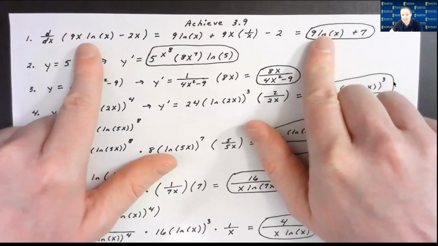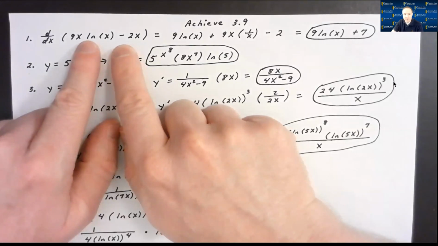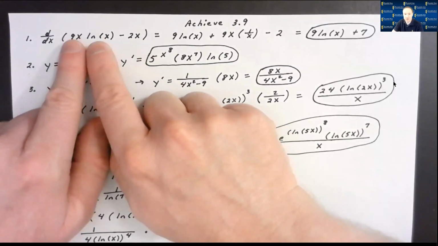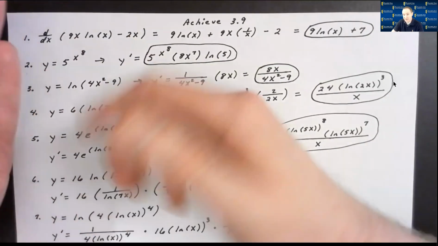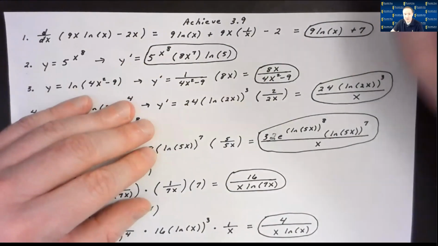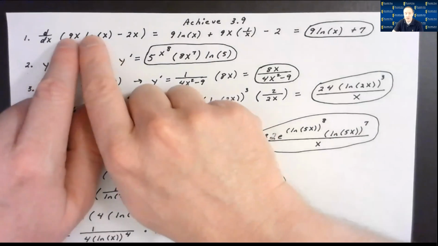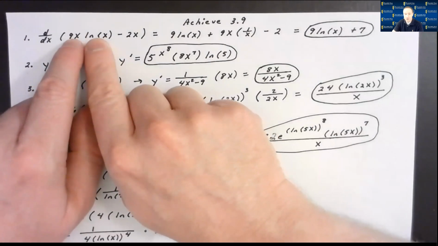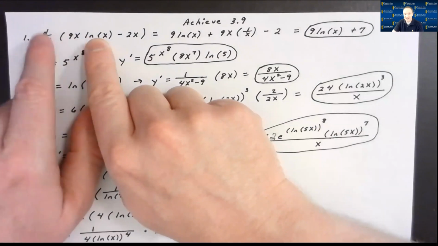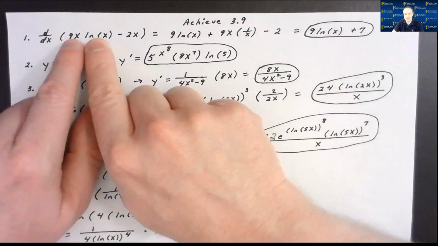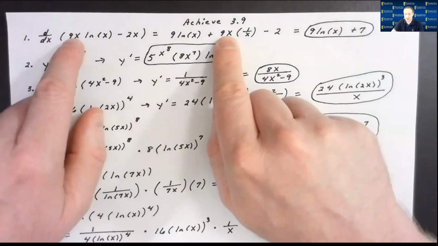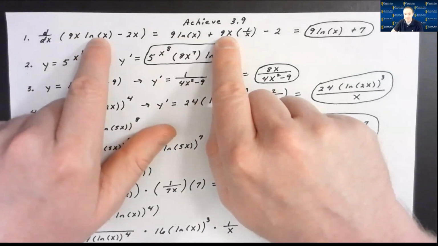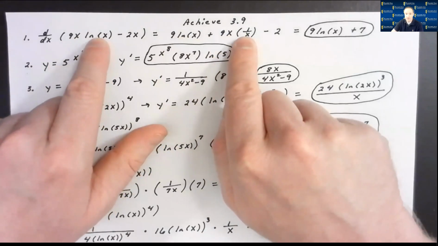The first problem asks us to take the derivative with respect to x of 9x times the natural log of x minus 2x. Well, we know in this section that the derivative of the natural log of x is simply 1 over x. That's the only thing new in this problem. Other than that, you also have to understand that there's a product rule going on with the first term. So when I take the derivative with respect to x of this group, I can say, okay, the derivative of the first term, 9, times the second, plus the first term, 9x, times the derivative of the second. Well, the derivative of the natural log of x is 1 over x.